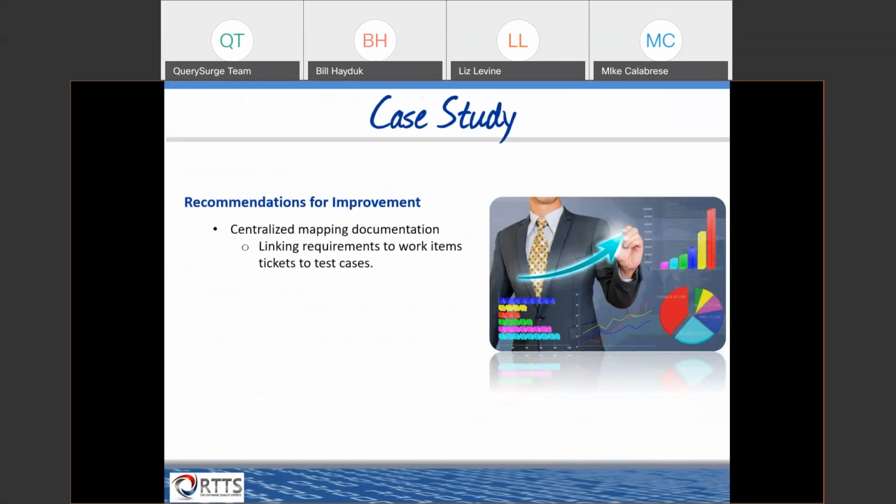Some recommendations for improvement that this company took on were to centralize that mapping document. So linking those requirements in the mapping document to the tickets that developers were working on and to the test cases that the test team was implementing tied everything together. So there was, at this point, no question of what the expectations were for the ETL process. Everything was centralized and mapped within this documentation.